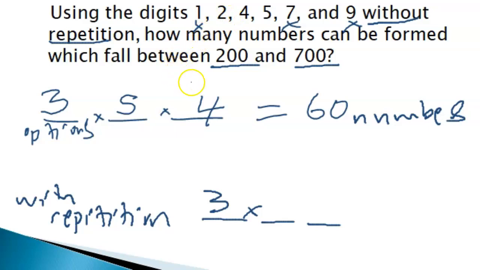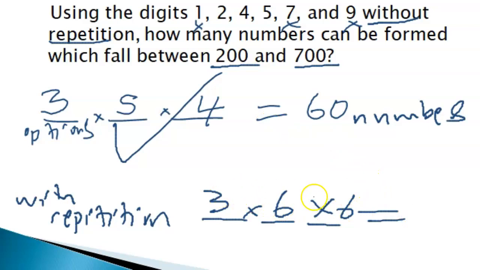Now, because we can repeat, it's 6 possibilities. Because we can repeat the same number in the second slot, we still have 6 options. And in the final slot, we still have the same 6 options, since we are able to repeat any digit. But the solution was 3 times 5 times 4, since we're not allowed to repeat a digit. Otherwise, if we're allowed to repeat, the solution will be 3 times 6 times 6, whatever that works out to be.